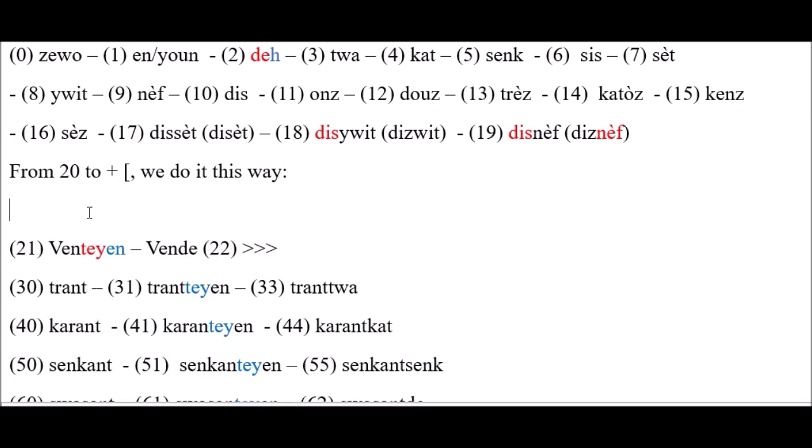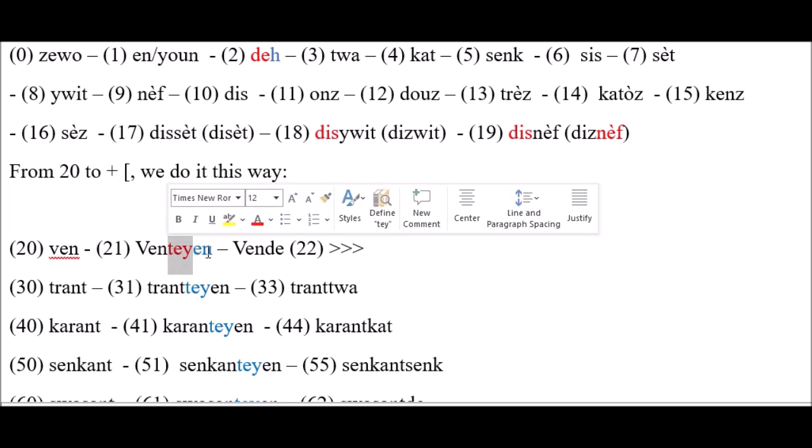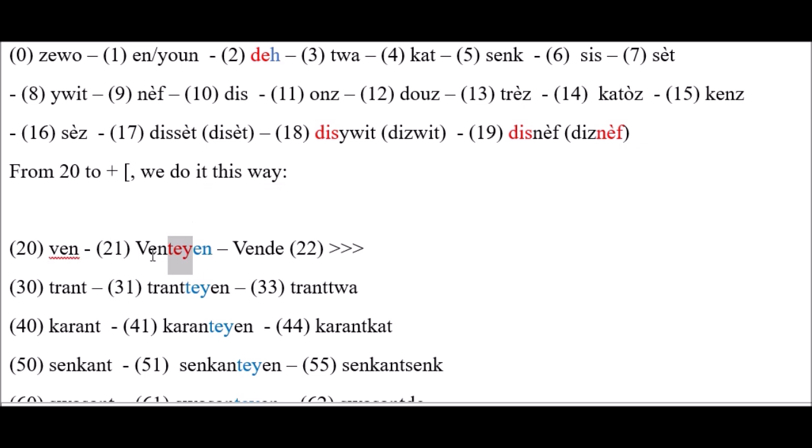20 is 20. Okay, to add the 1, we say te. 21, okay? 20, 21, 22, 23, 24, 25, 26, okay? You go like this, you add the other letters to it.